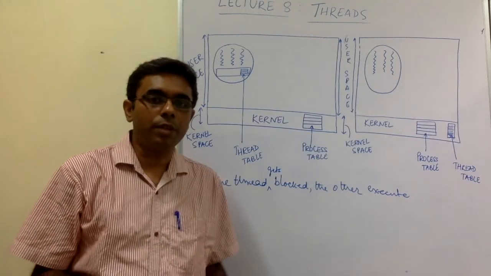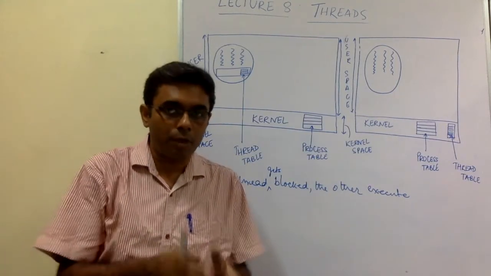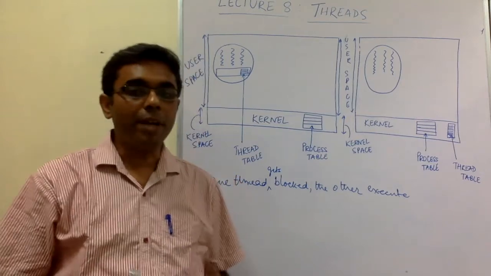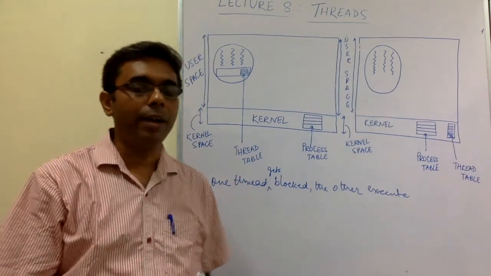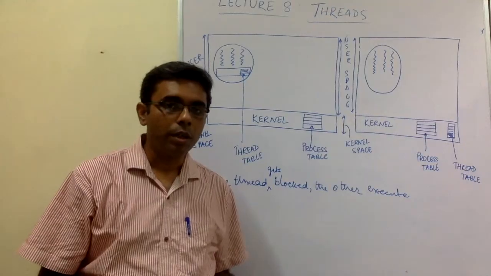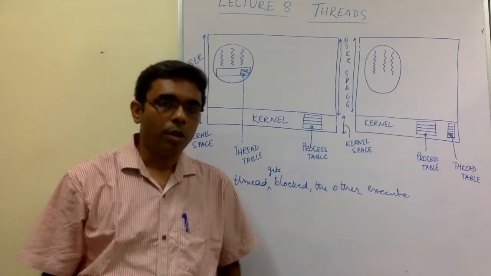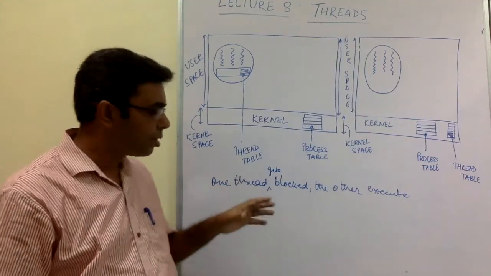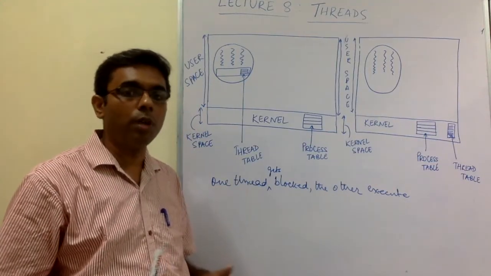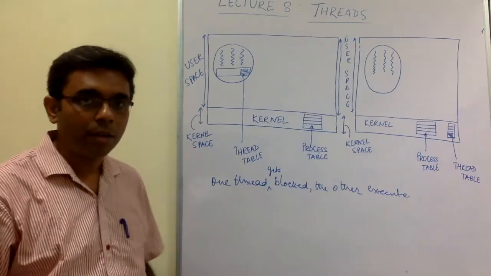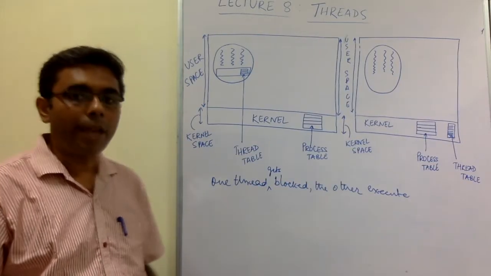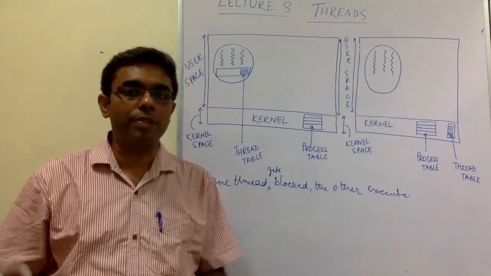If one of the threads is blocked, it does not affect the others. You can create a number of streams of execution, but they are independent. The other can keep on continuing. Now, since these threads work independently, every thread needs to save its state.